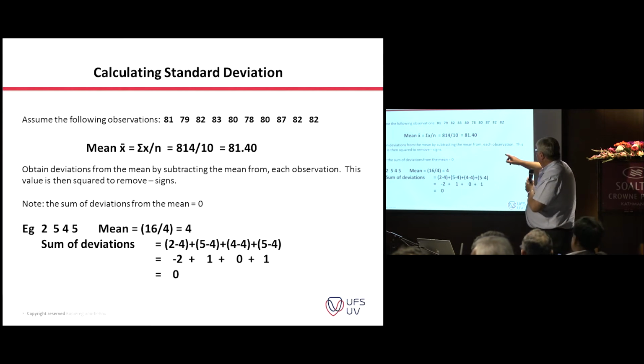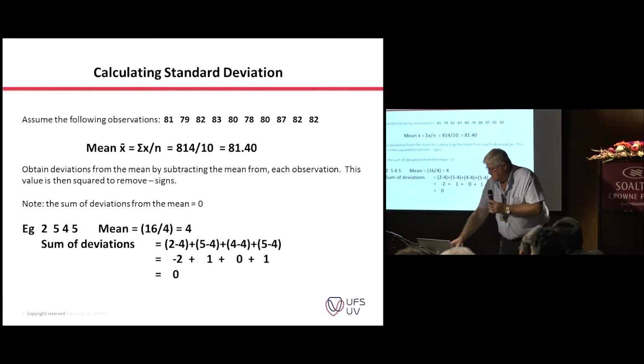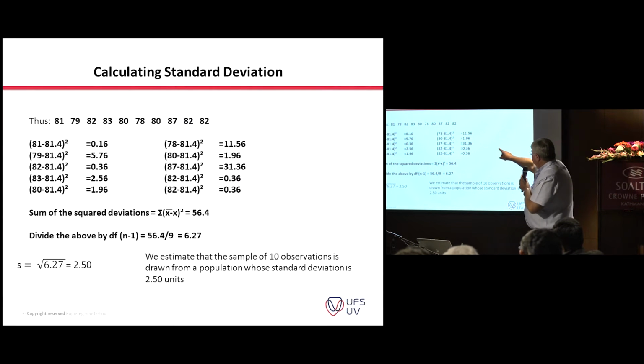heights of plants. The mean is those heights added together divided by n. The mean is 81 of the sample. Okay. I can then subtract the mean from each observation. I square that to remove the negative sign. Okay, and there's an example of a case where I didn't square it, and you can see my deviation came down to 0. So in other words, I do the square. The sum of the squared deviations is 56.